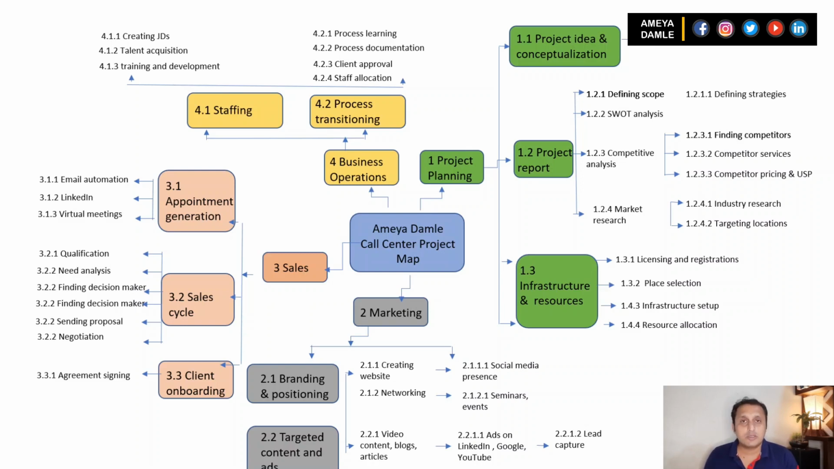So what are the steps included in that? The very first thing is process learning, that is understanding the process. Second is documenting the process, so document every single thing the client has trained you on. The third thing is client approval: anything you're documenting, you need to get approved by the client. And finally staff allocation, allocating the staff and then executing the process according to the client's SLA, service level agreement. So these are the steps included.